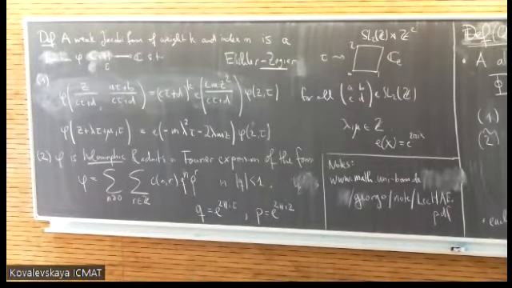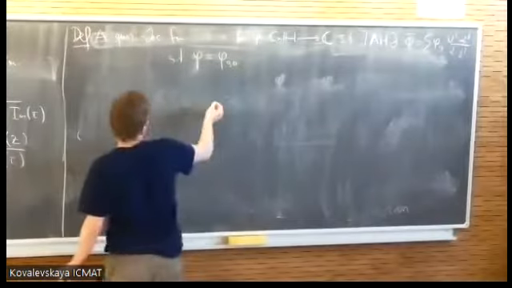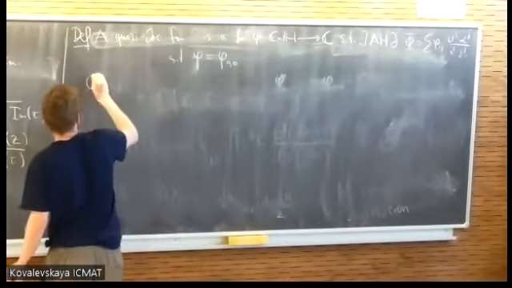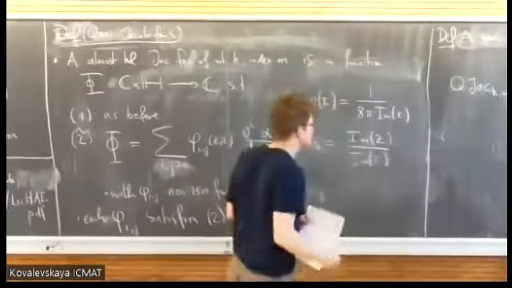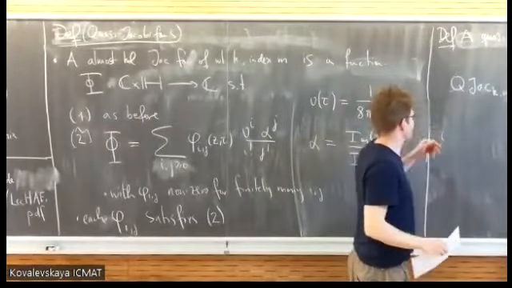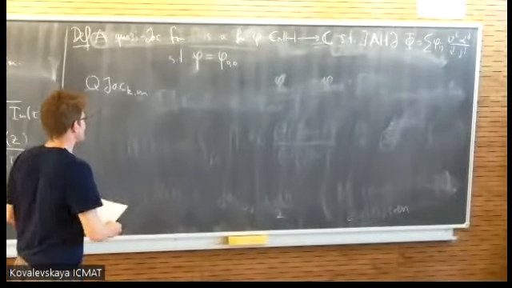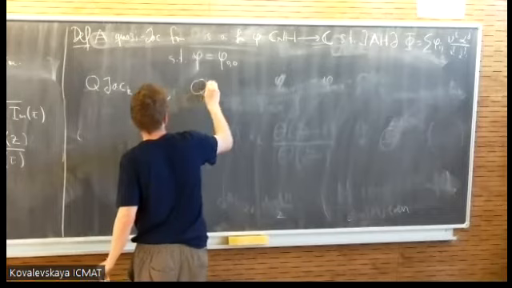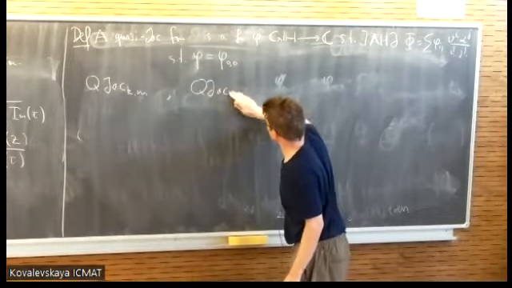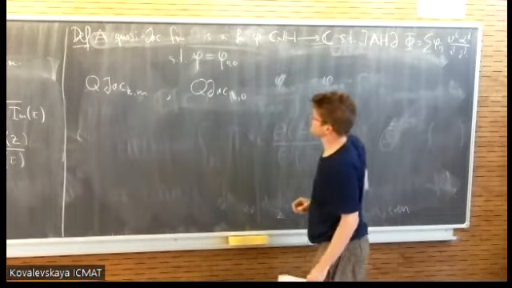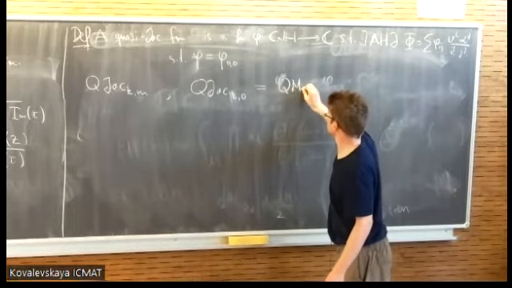So I will write QJac for the vector space of quasi-Jacobi forms. Again, you can show it's a finite dimensional vector space. And as before, you can show that if you take weight k and index 0, the index 0 quasi-Jacobi forms, you just get the quasi-modular forms.